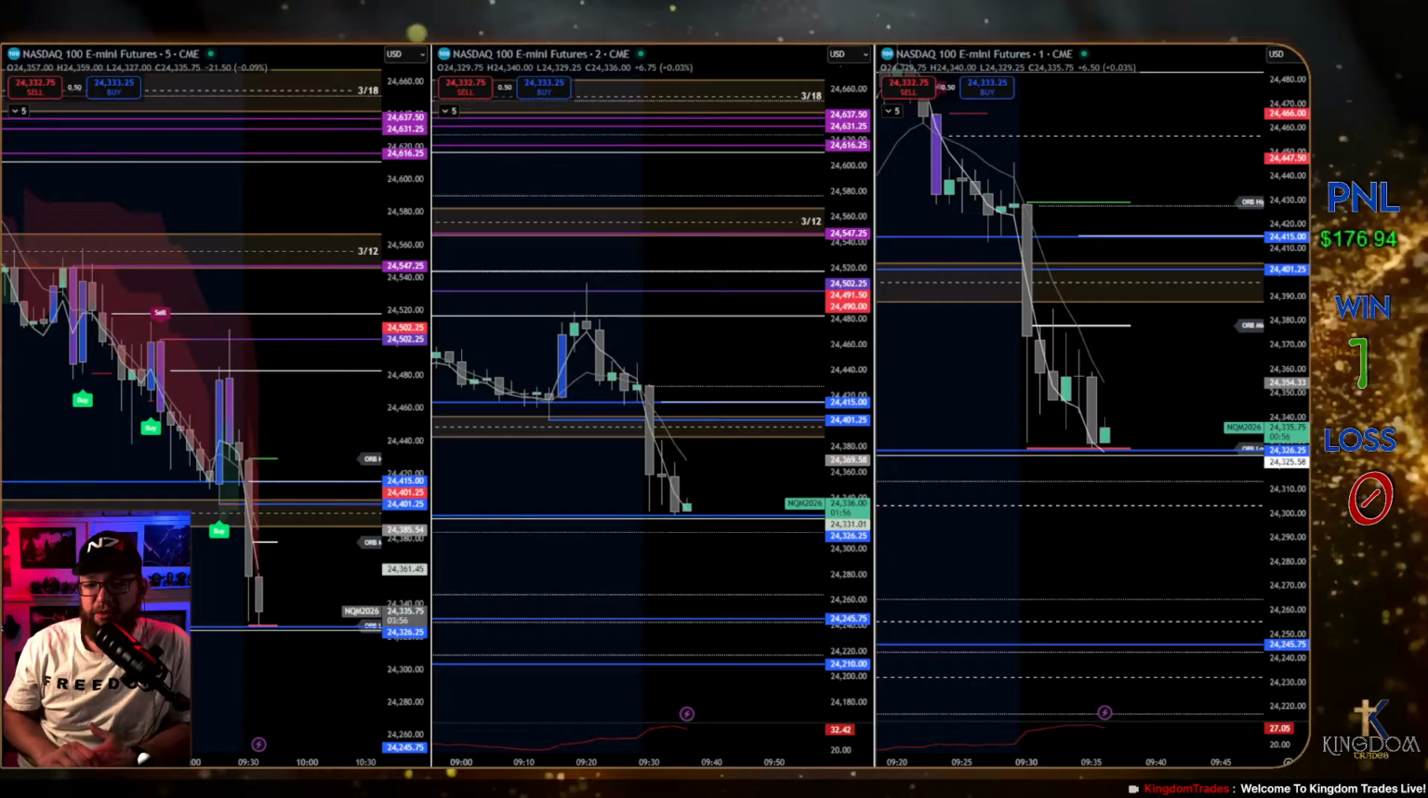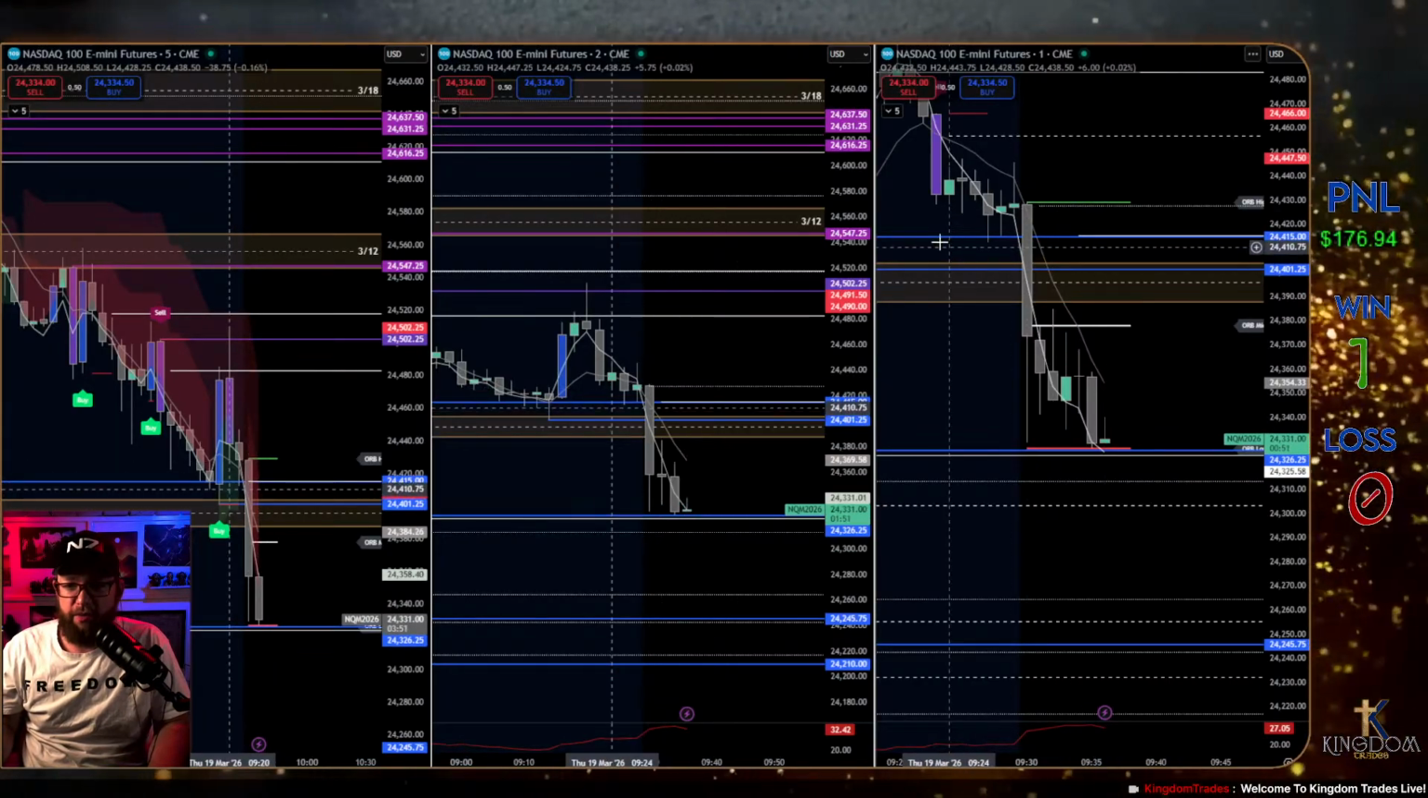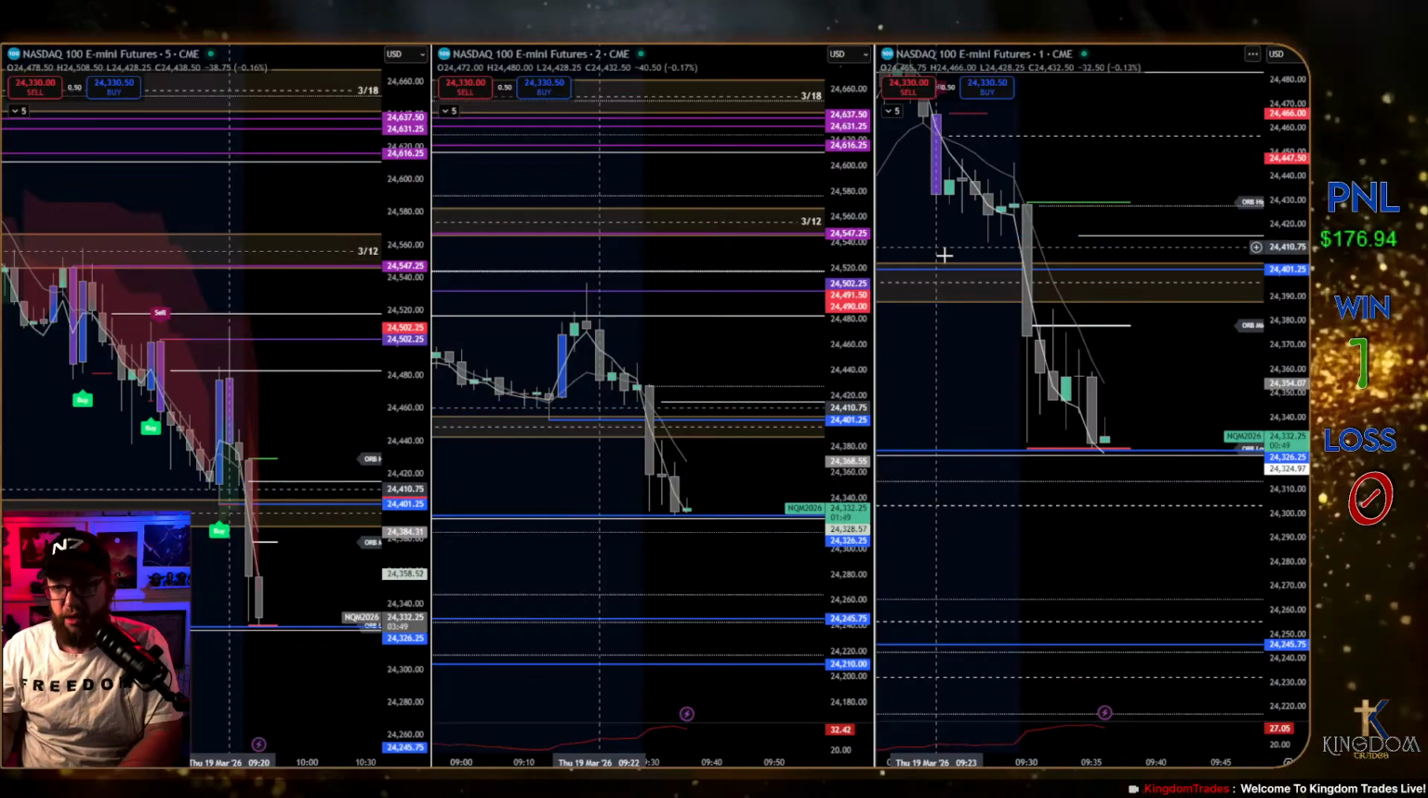Pushed back down to that blue level, man. This blue level's holding. So that 5 minute did close below, so all these blues are gone now. So I'm going to get rid of all these blues.